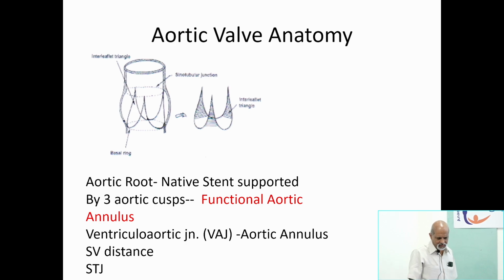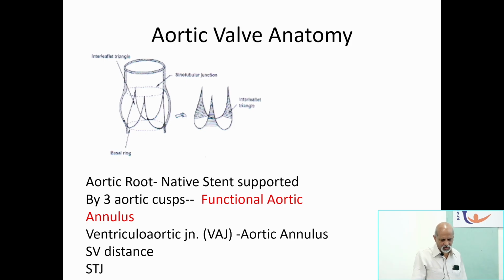So that's a native stent which is supported by three aortic cusps. It's a functional aortic annulus, and that's why everybody looks at it as very important. Then there is the ventriculo-aortic junction, and that is the actual aortic annulus which we measure. And then the sinus of Valsalva distance that Deepak has shown you, and the sinotubular junction, STJ.